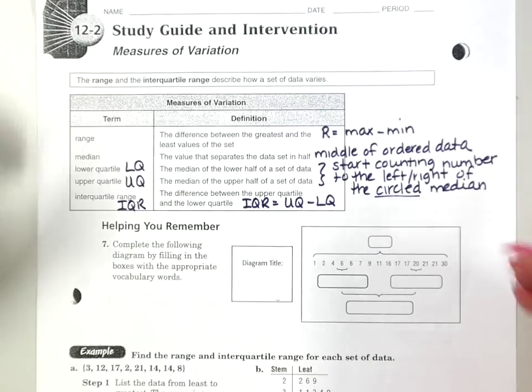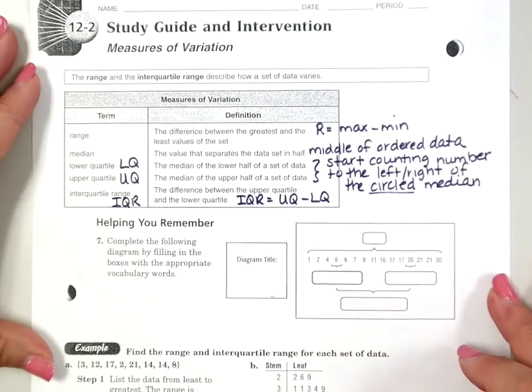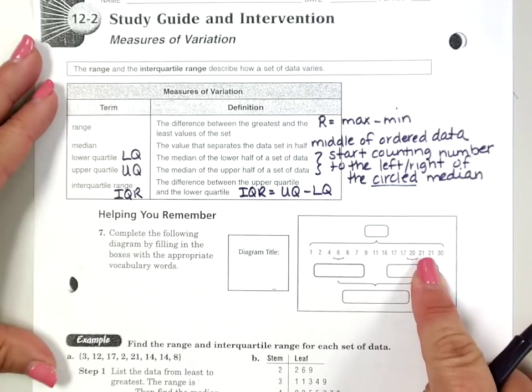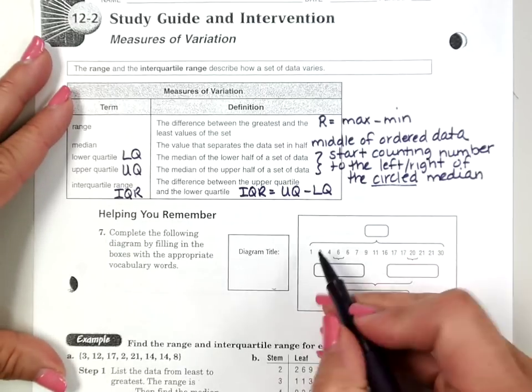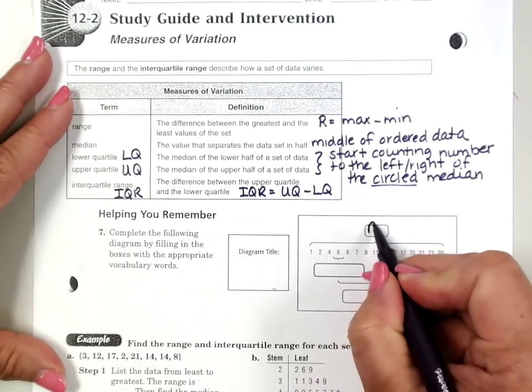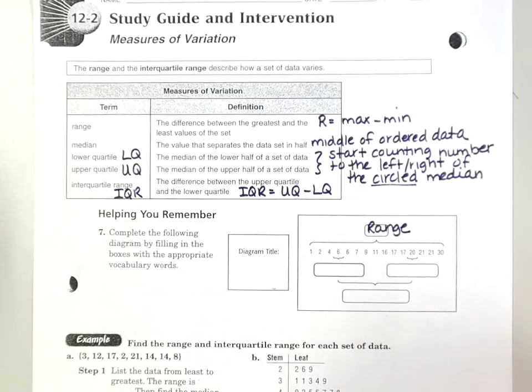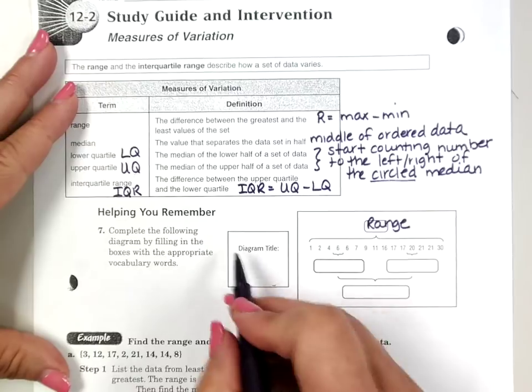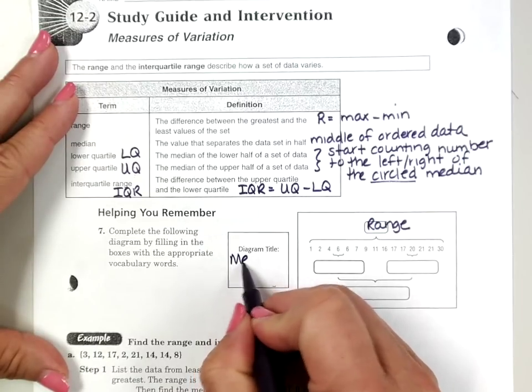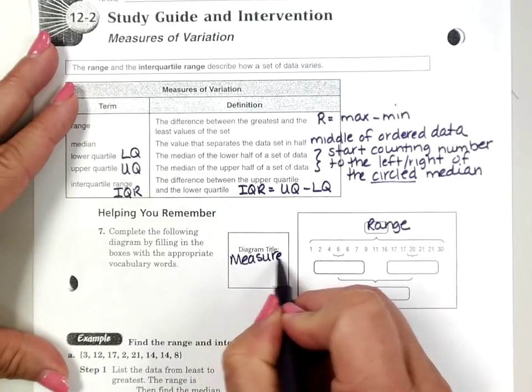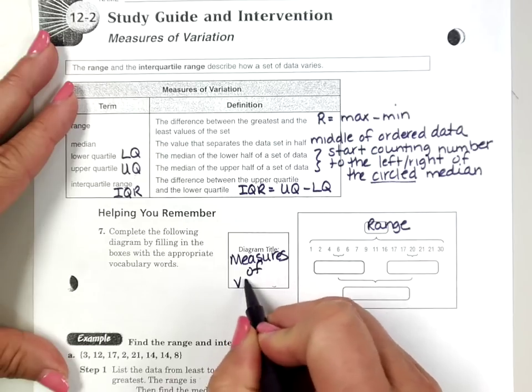All right, so we're going to fill this in to show the different parts of the data. So notice the data is written from least to greatest. From the least to the greatest, the difference for that is the range. And remember, you do the highest number minus the lowest number. Oh, I should give this a title. These are measures of variation.